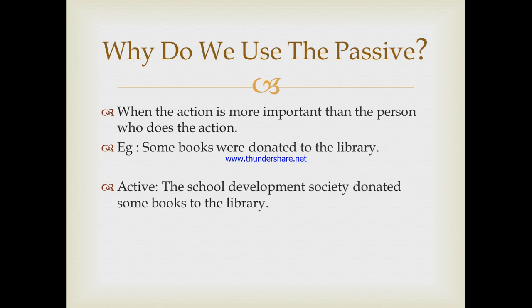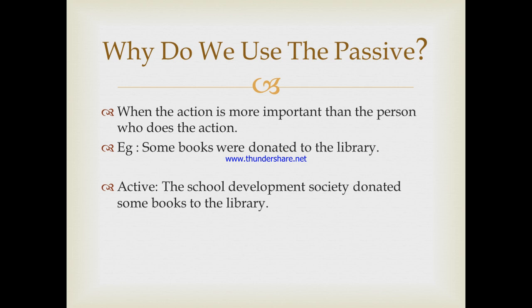Right, let me explain it using my example. Here, some books were donated to the library. The sentence is in passive form. Here we are focusing on the action. The action is the most important thing. Donation of the books, that is the most important thing, not the doer. So, we can write the sentence in passive form.